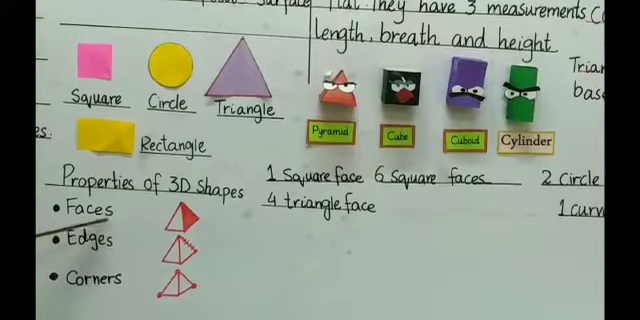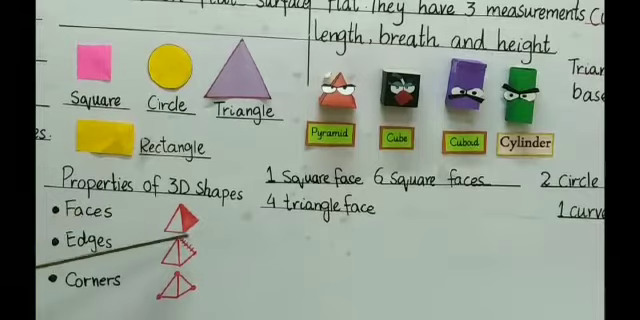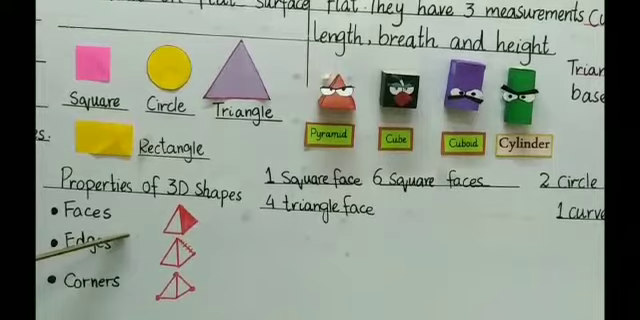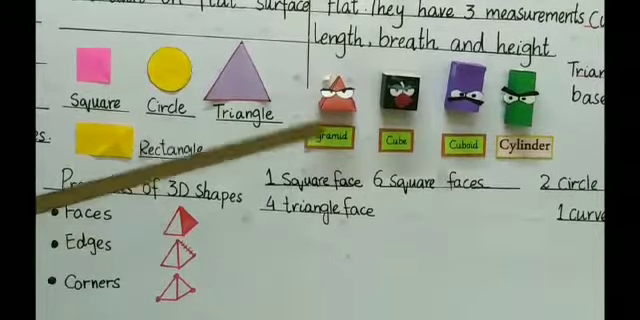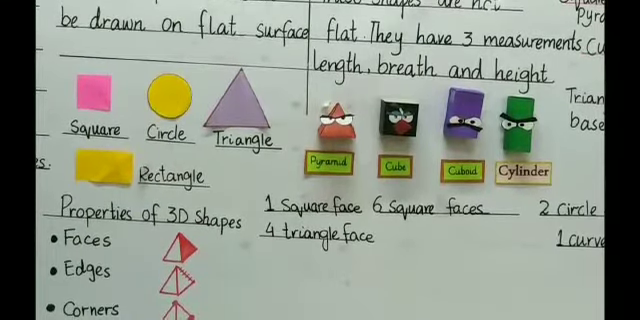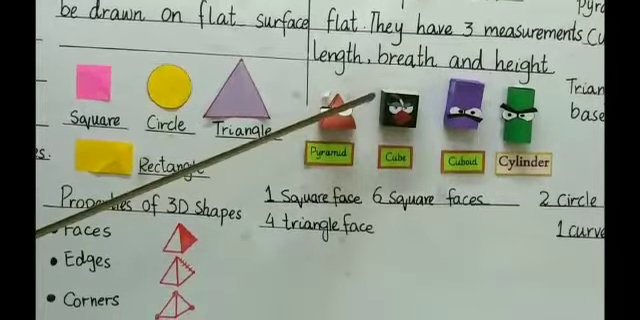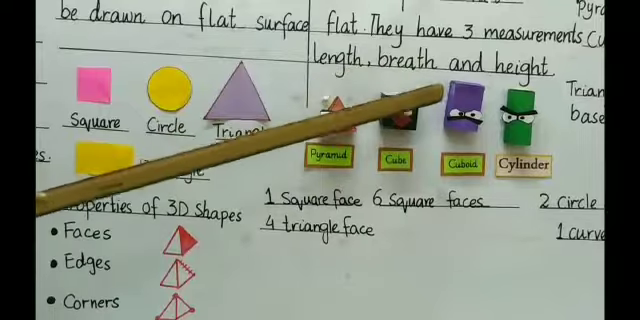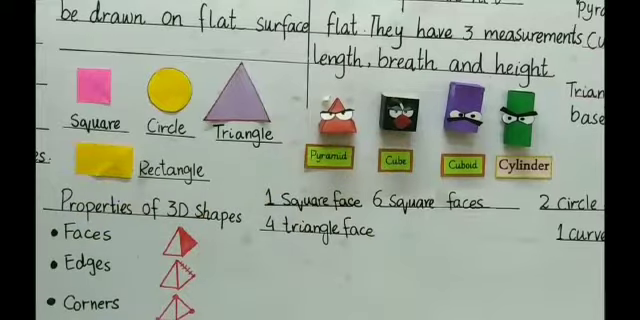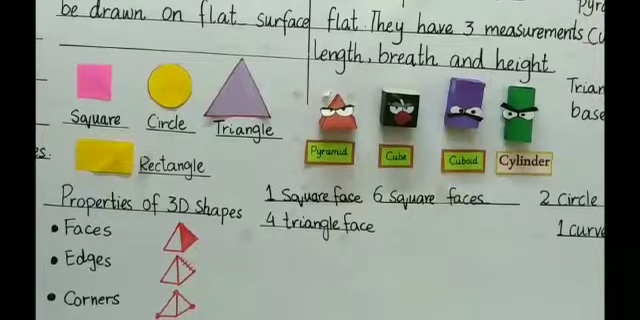Let's come to the properties of 3D shapes. Faces, edges, corners. Face. A face is a flat or curved surface in a 3D shape. A cube has 6 faces. A cylinder has 3 faces. And sphere has just one face. Look here, a cube has 6 square faces. 1, 2, 3, 4, 5 and the back one is the 6th one.